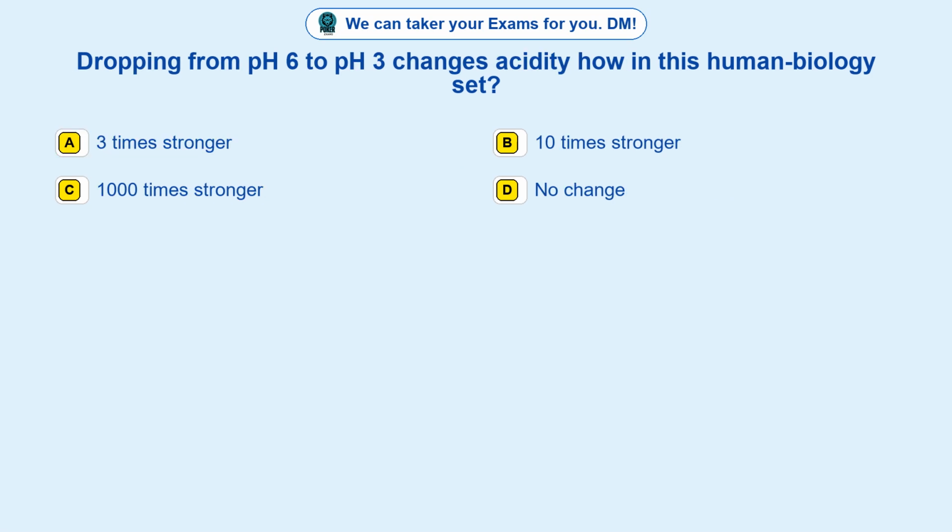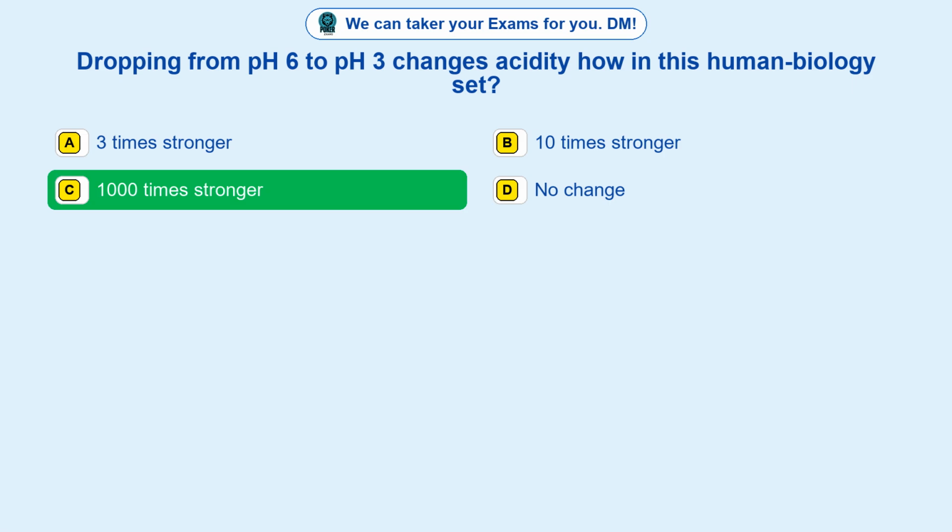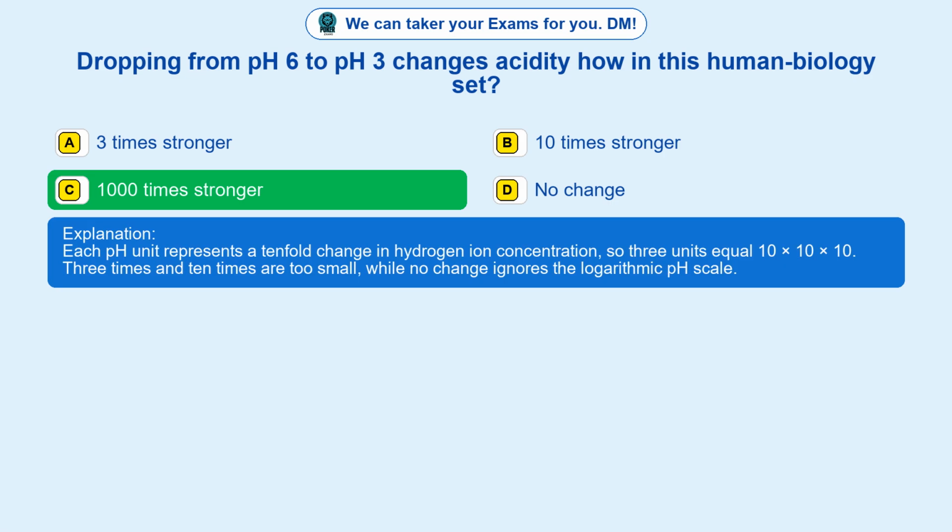Question 53. Dropping from pH 6 to pH 3 changes acidity how in this human biology set? Option A 3 times stronger. Option B 10 times stronger. Option C 1000 times stronger. Option D. No change. The correct answer is option C. 1000 times stronger. Each pH unit represents a tenfold change in hydrogen ion concentration, so 3 units equal 10 times 10 times 10. 3 times and 10 times are too small, while no change ignores the logarithmic pH scale.